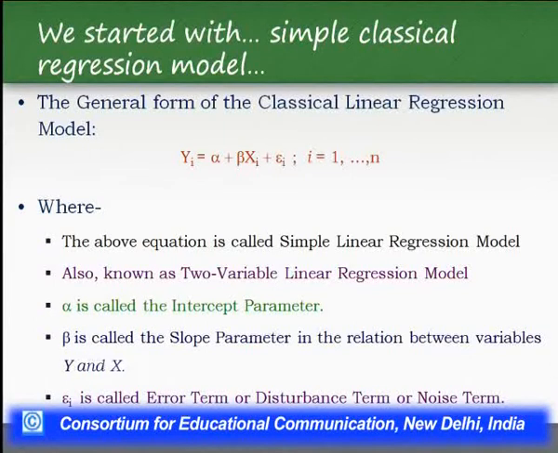The above equation is called a simple linear regression model. It is also called a two-variable linear regression model, where alpha is called the intercept parameter and beta is called the slope parameter in the relation between the variables x and y. Ei is also called the error term, disturbance term or noise term.